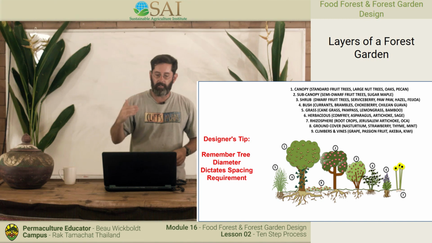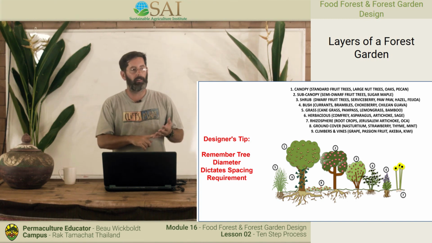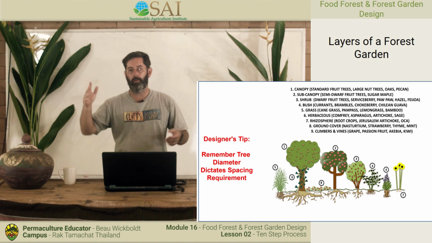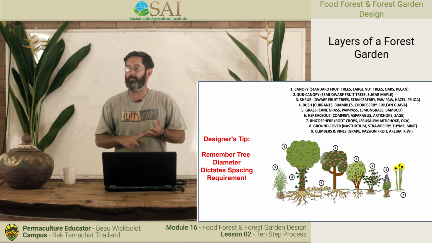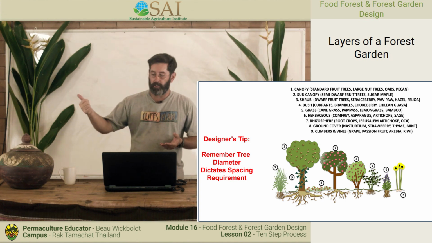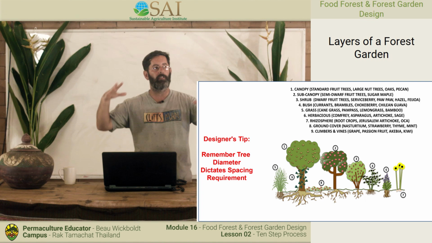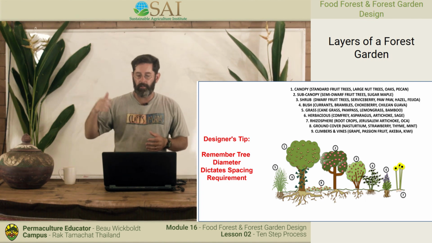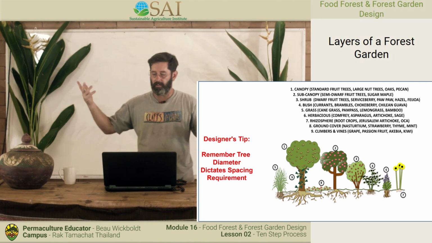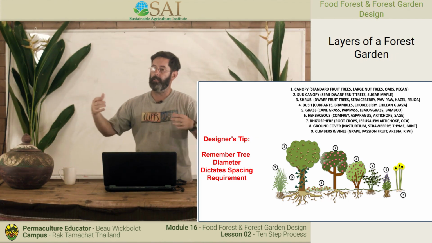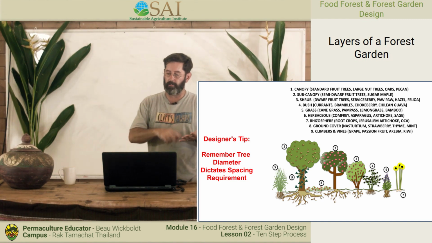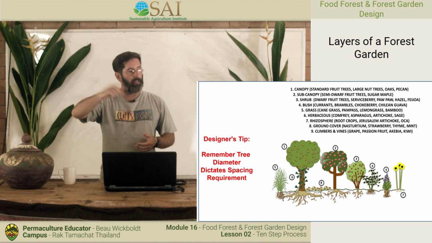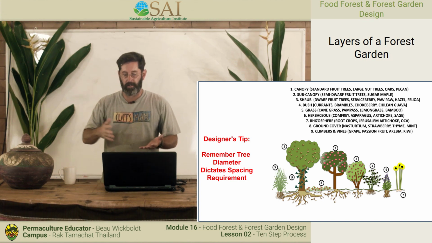So there we go. We have the 7 layers of our food forest. We've got our canopy, which is going to be represented by our standard fruit trees, or any large nut trees, oaks, pecans. After that, we can create a sub-canopy. That could be semi-dwarf fruit trees, things like sugar maples, anything like this, smaller dwarf fruit trees. After that, I can put in a shrub layer. That could be any dwarf fruit trees, service trees, pawpaws, hazels, anything like that. I can have a brush layer, or a large herbaceous layer, which could be currants, brambles, chokeberries, anything like that, moringas. We have grass, any type of canes could be things, pawpaws, lemongrass, bamboos.